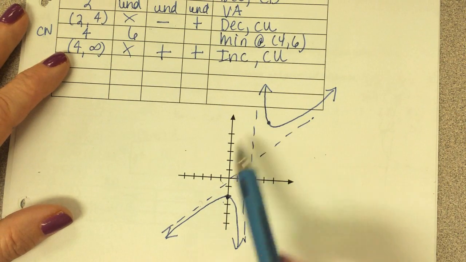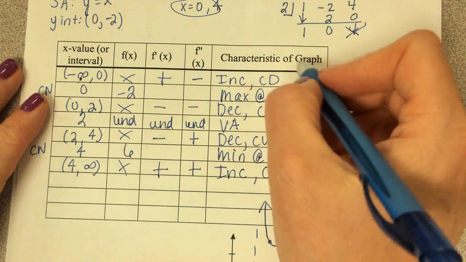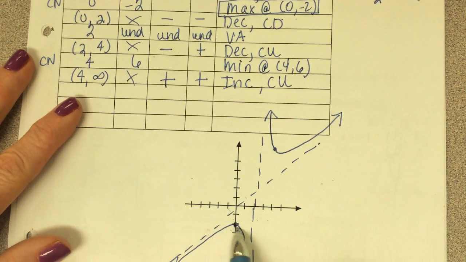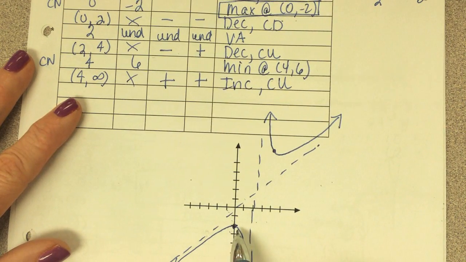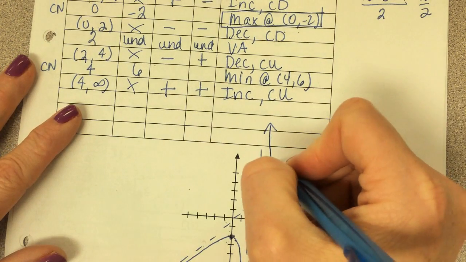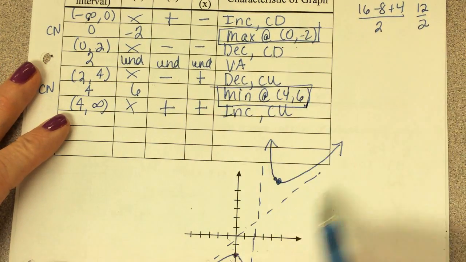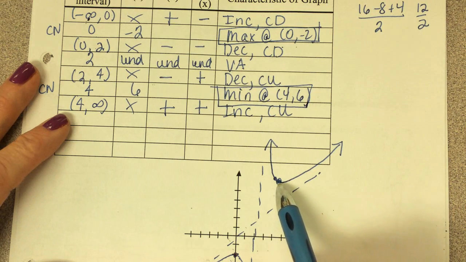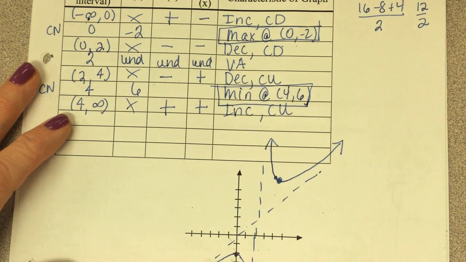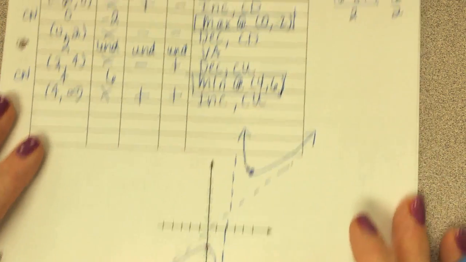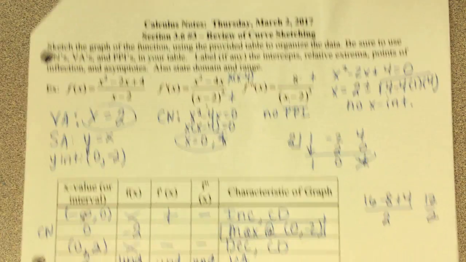And so can you see that? Can you see why this is a maximum? Even though it's way down here, this is still a maximum, because relative to the points around it, it's a high point. That point right there at 4, 6, that point has to be our minimum, because even though it's not lower than the other one, it's still low compared to the ones around it. Okay? So that's what we're doing now.